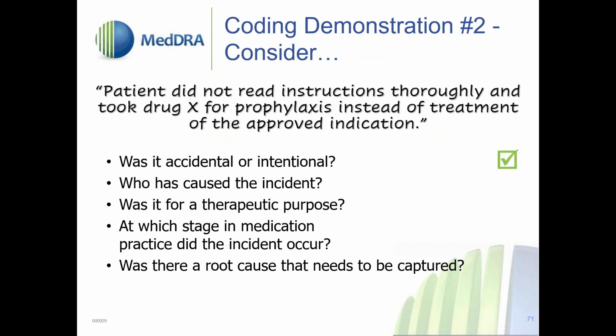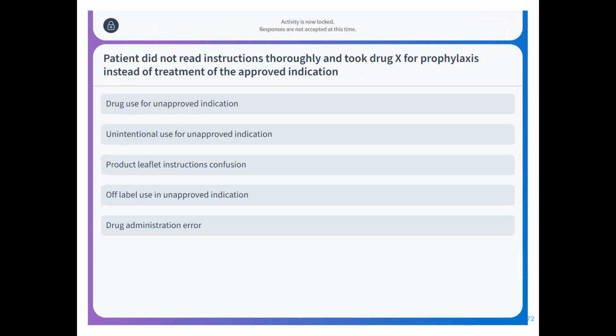He was not intending to deviate and harm himself, but he did not read the instructions thoroughly enough. Maybe he had problems with his sight, or he was distracted, whatsoever. We don't know. We know that the patient caused the incident. We know it was in the framework of therapeutic use, and we know the stage in the medication practice where the incident occurred. But again, no root cause was provided. So your turn again.